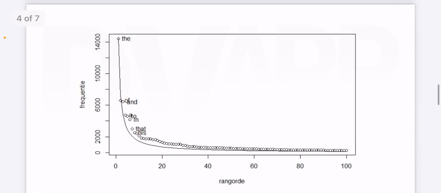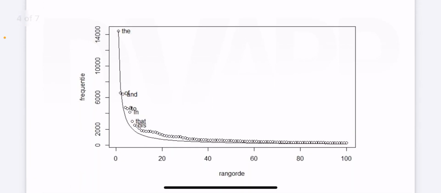And Zipf did this with all the words and found a pattern which happens almost everywhere. And everywhere, yes. The frequency of words will be inversely proportional to their rank.